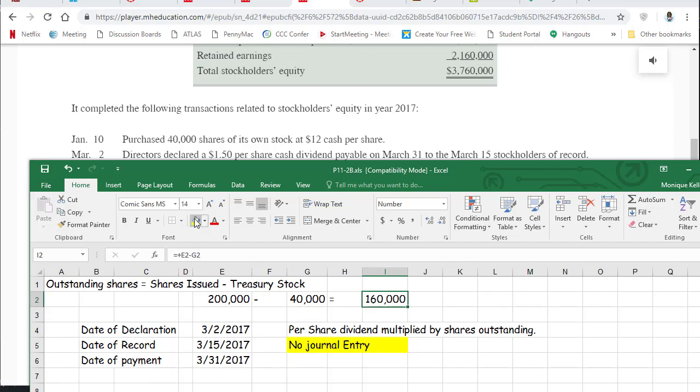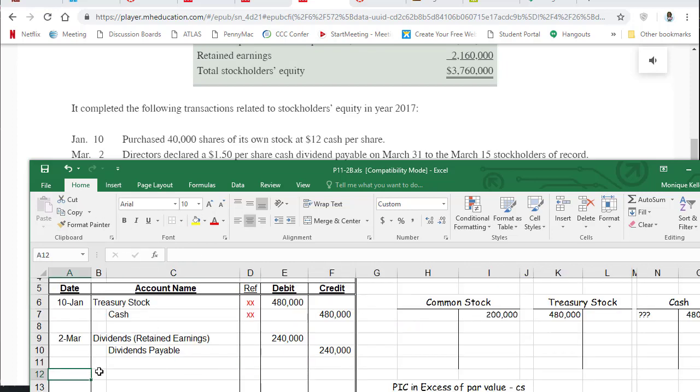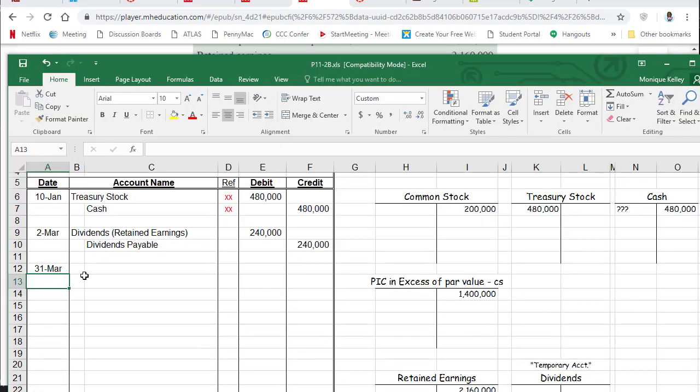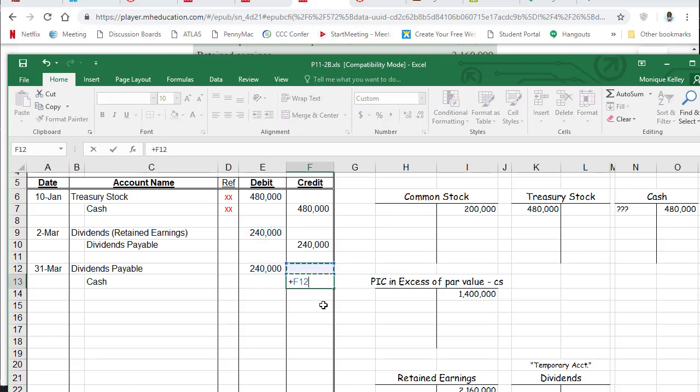And we're going to go ahead and do the date of payment. So this is when you pay the cash, and that'll be March 31st. And then we have our dividends payable will be our debit, and then cash will be our credit. And again, it'll be the amount that we previously declared earlier in the month. Okay.